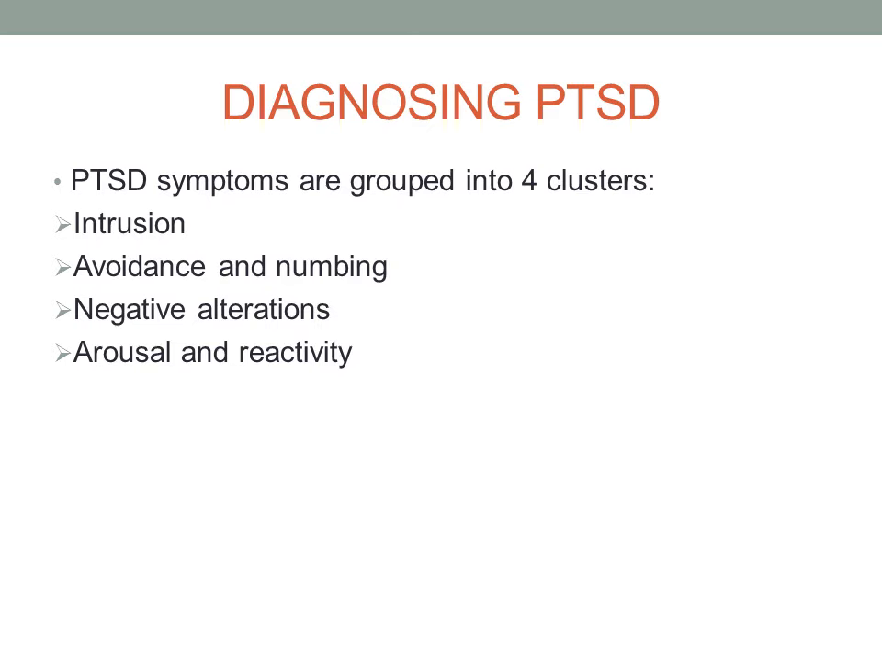Diagnosing PTSD. PTSD is a complex diagnosis with symptoms grouped into 4 clusters, which are intrusions, avoidance and numbing, negative alterations, and arousal and reactivity. According to the diagnosis of PTSD, one or more intrusive memory symptoms, one or more avoidance symptoms, 2 or more negative alteration symptoms, and 2 or more arousal symptoms are required.